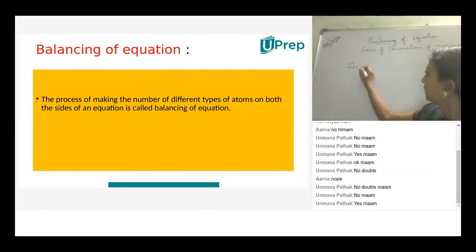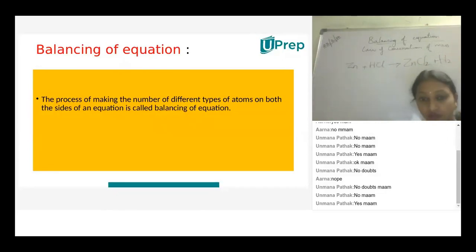Zn plus HCl gives rise to ZnCl2 plus hydrogen gas. Balance it. Zn plus 2 HCl gives rise to ZnCl2 plus H2. Why? Because Zn is 1 here, 1. Here, hydrogens: 2 into 1, 2 hydrogens, and here 2 hydrogens. Balanced. 2 into 1, 2 chlorines, and here 2 chlorines. Is it balanced or not?